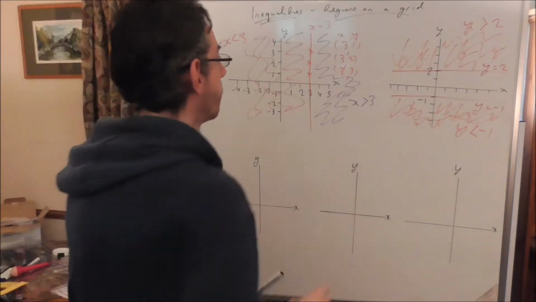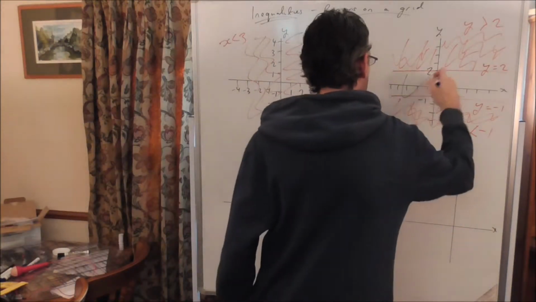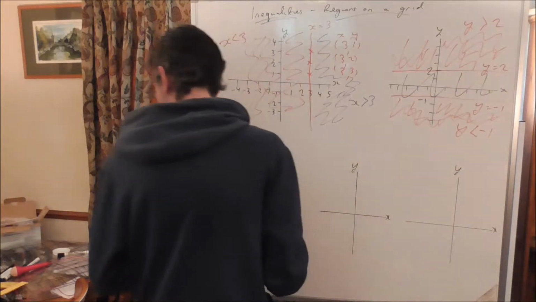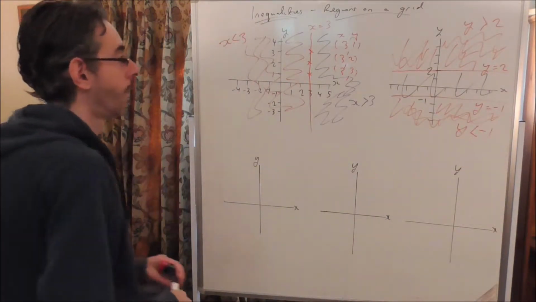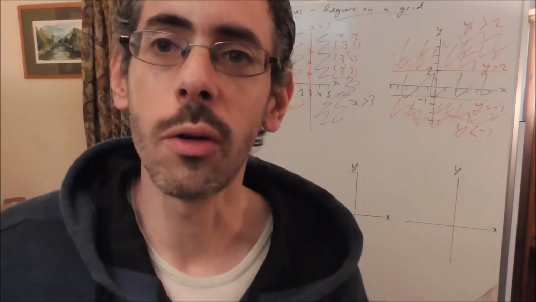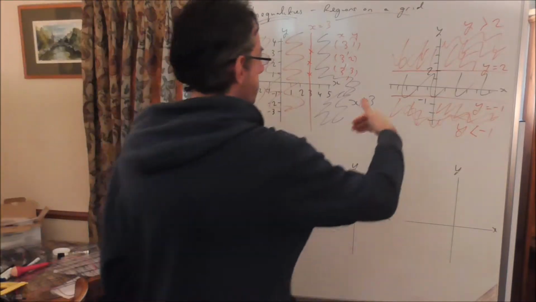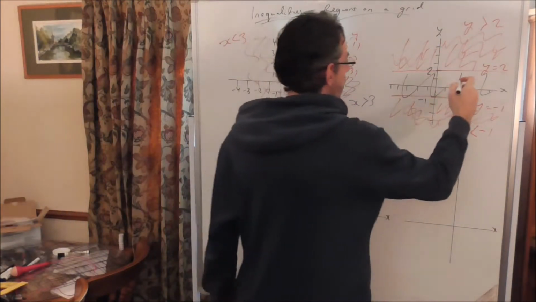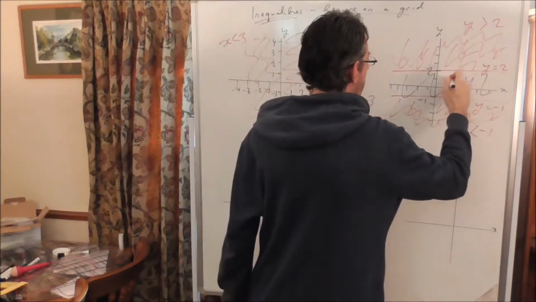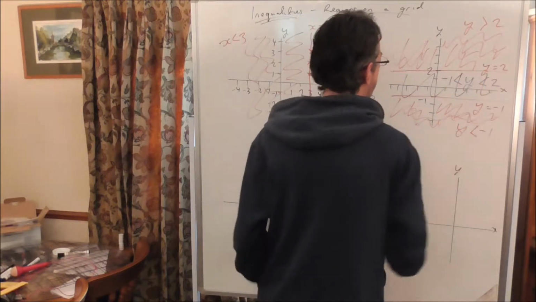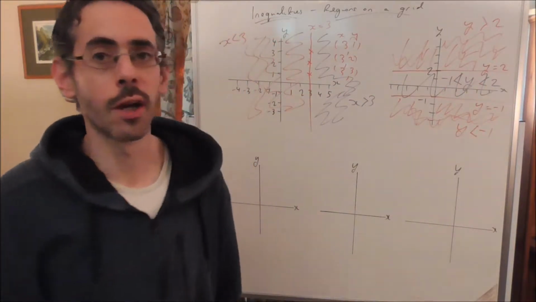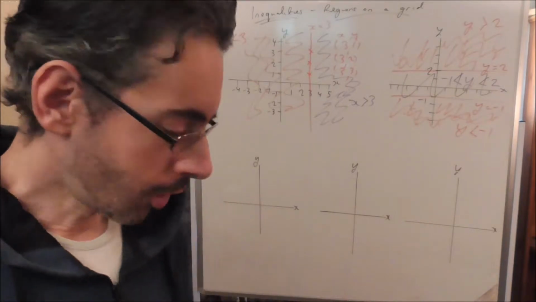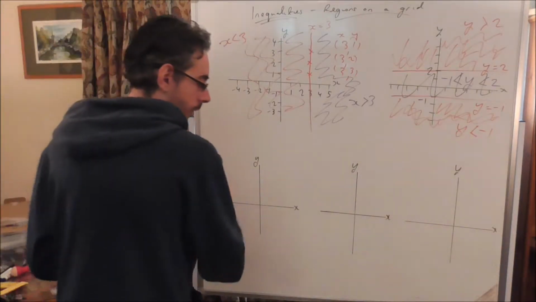Now what about the region in between the two lines? What about this region here? What can we say about points in this region? Well, to be in that region, you've got to have a y-coordinate greater than -1, but less than 2. So y is greater than -1, but less than 2. That's the inequality for that region. Right, let's move on to this grid down here.